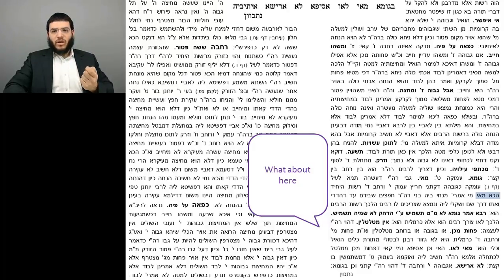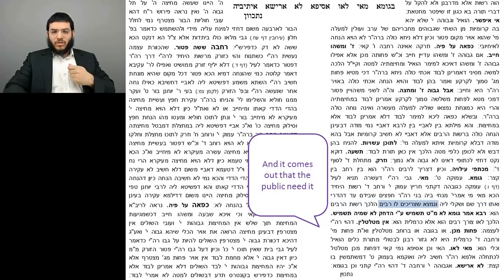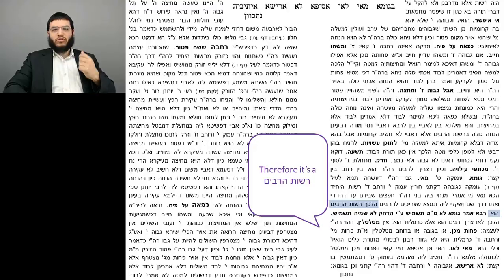So Rashi explains, Mi Amrinon, do we say, Manchi Bei B'nei Rishus Harabim Chafetzim Shebeyadim, the public place in it the items in their hands, Ad Hadri, until they return, Va'asu Derech Sham, and come by that way of the pit where they place their items, V'Shaklile, and they take it, V'Nimtza, and it comes out, Shetzrichim Le'Rabim, that the public need it. They use this pit to put items in it for a short while. Hilkach Rishus Harabim, therefore it's a Rishus Harabim.